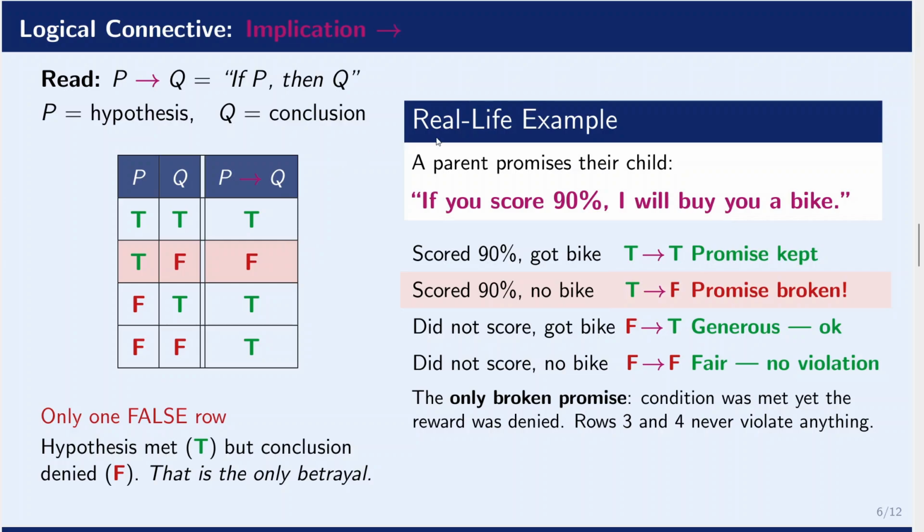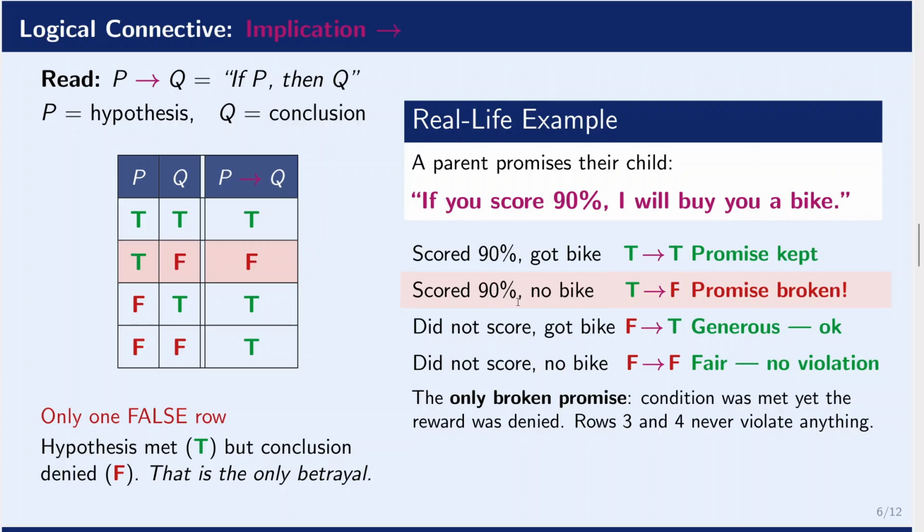To understand this perfectly, let's look at a real-life example in complete detail. Imagine a parent makes a promise to their child. If you score 90%, I will buy you a bike. Let's look at the first scenario. The child scored 90% and they got the bike. This is true implies true. The promise was kept, so the overall statement is true.